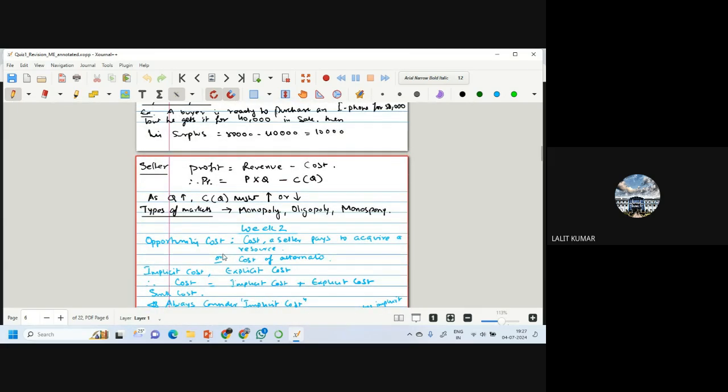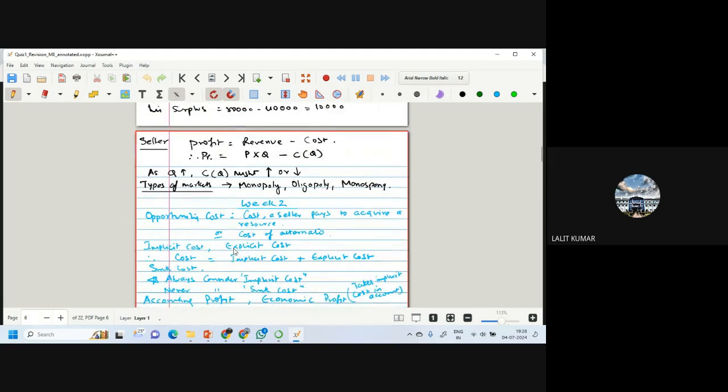Now we saw the types of markets: monopoly, where there is only one seller. Oligopoly, where there are few sellers, for example Coca-Cola and Pepsi. Monopsony is the opposite of monopoly, when there are various sellers but only one buyer. For example, in defense products, the government is the only buyer and there are a lot of sellers.